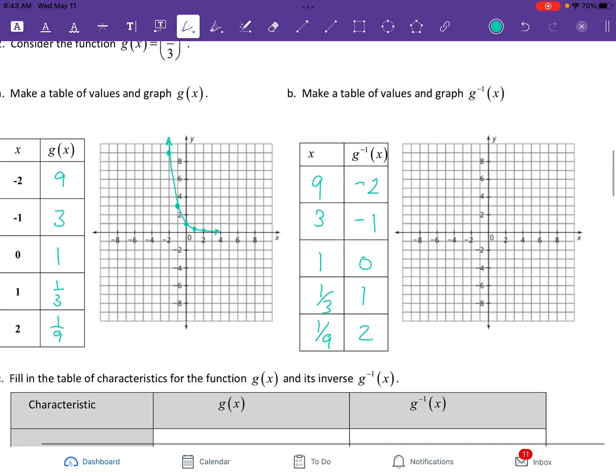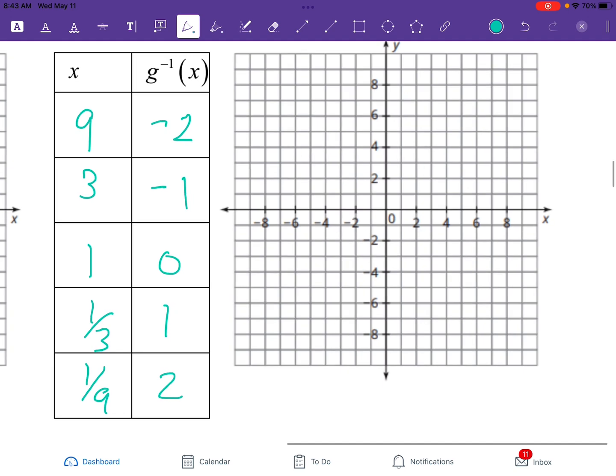Okay, so now we can take those new points and plot them on our coordinate plane. So we have (9, -2). We have (3, -1). We have (1, 0). (1/3, 1). (1/9, 2). And here we go.